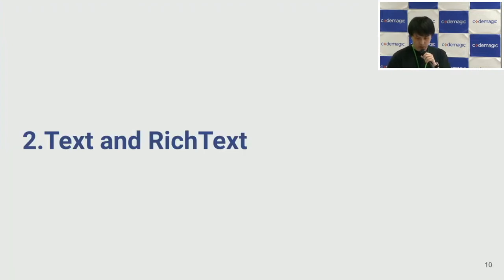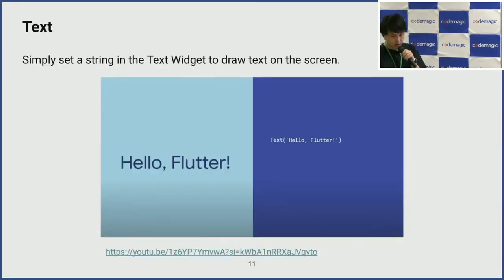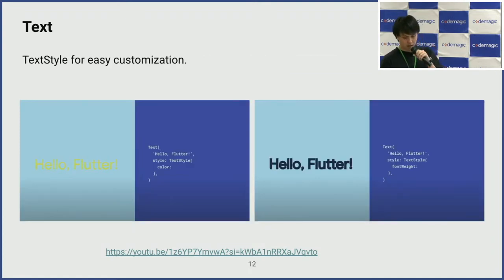Next, I'll talk briefly about text and rich text. Let's start with the easy part. Text is a widget that everyone has used before. Just by setting a string in the text widget like this, you can draw text in your application. In addition, there is a parameter called style that allows you to change the color, font weight, and various other customizations easily using the TextStyle object. I'm sure you use it often.